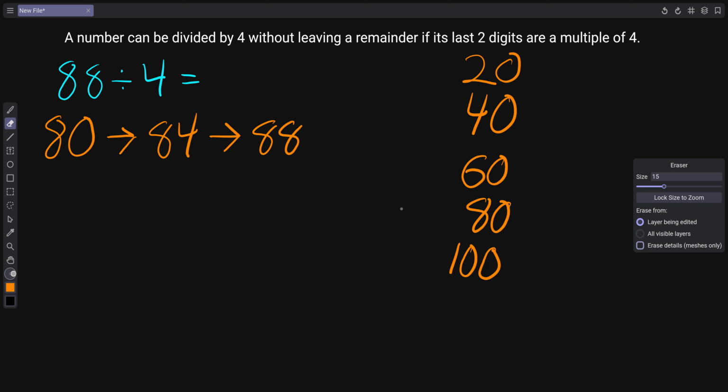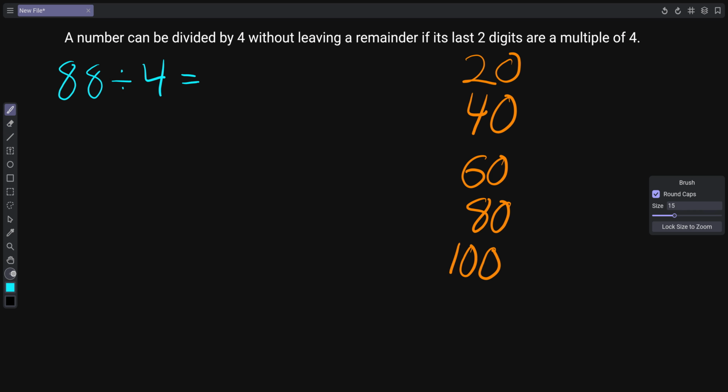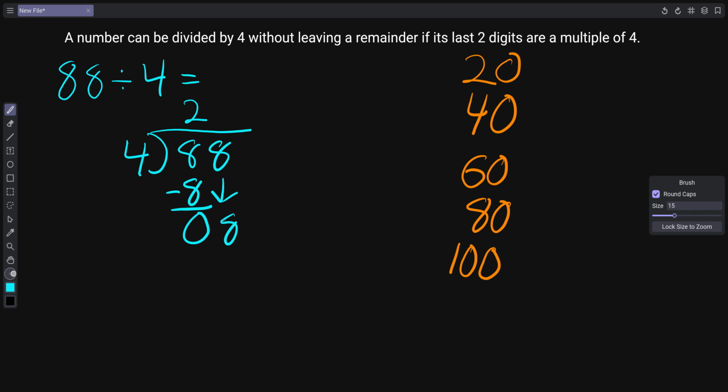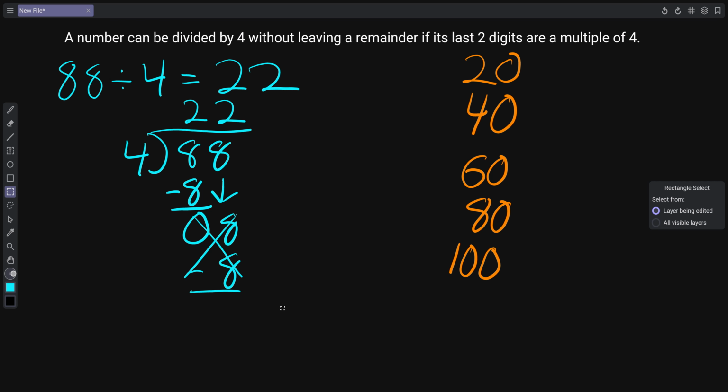So let's just do the division just so that you can very clearly see the division process. It shouldn't take very long. We just put 4 over here, we put 88 over here. 4 will go into 8 twice, and 2 times 4 will equal 8. 8 minus 8 equals 0, and we drop down the 8. 4 will go into 8 2 times, and 2 times 4 equals 8. We subtract these and they cancel out. And our final answer is going to be 22. 88 divided by 4 equals 22.